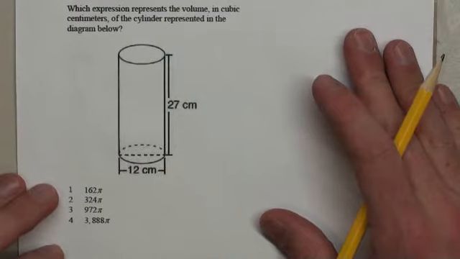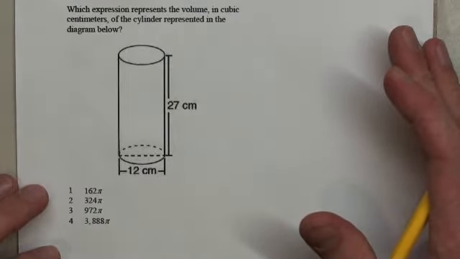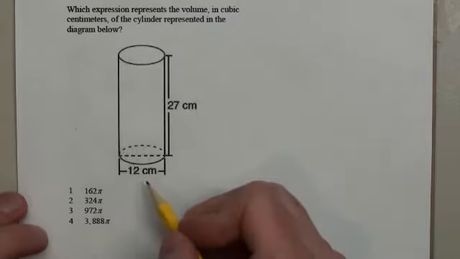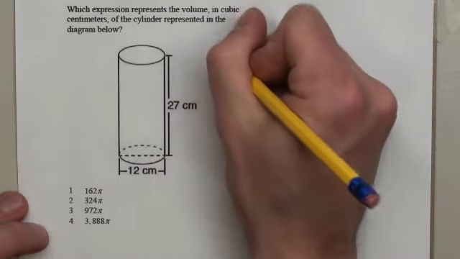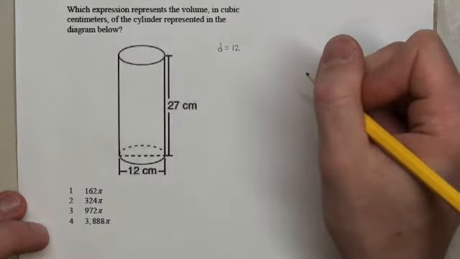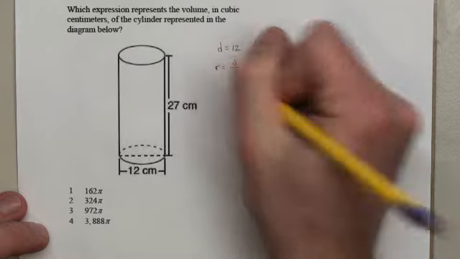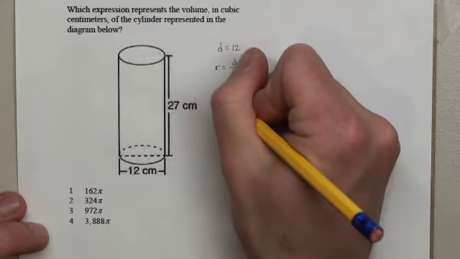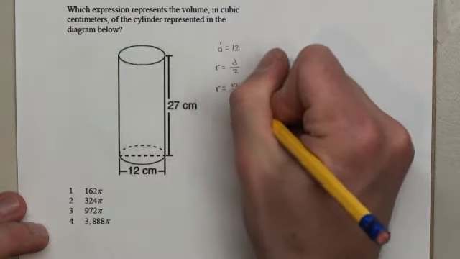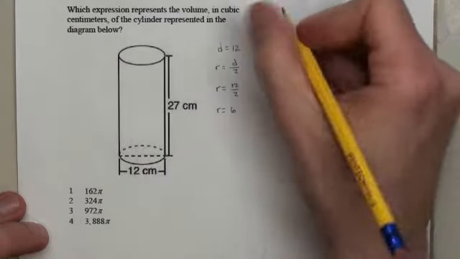Which expression represents the volume in cubic centimeters of the cylinder represented in the diagram below? Well, look what they gave us. The diameter is 12, right? Now we know that the radius is equal to the diameter divided by 2. So the radius is equal to 12 divided by 2. So the radius is equal to 6.